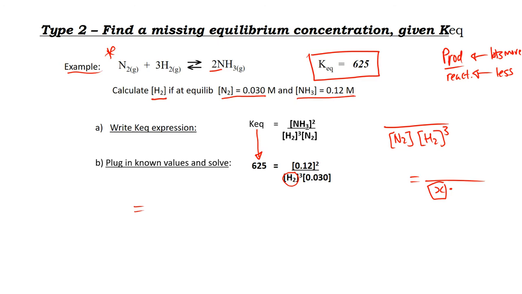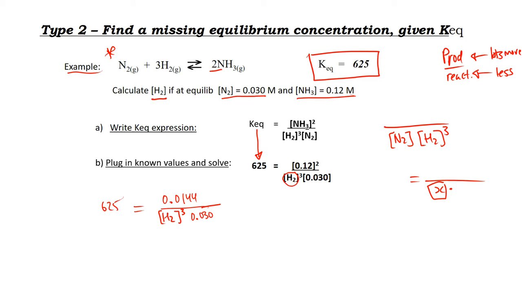So 0.12 squared is going to get 0.0144. On the bottom, I've got my hydrogen concentration cubed. If you want, you can throw an X in for that, but there's no point. Just leave it as that symbol there, divided by 0.030. On the left-hand side, 625.